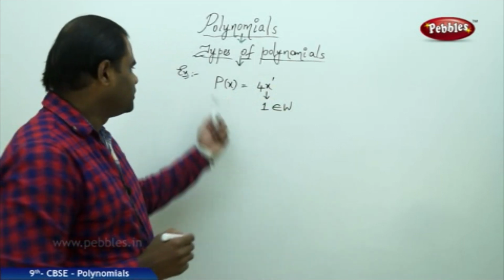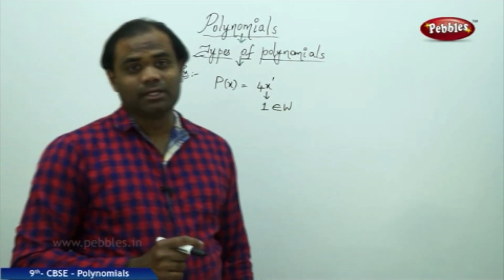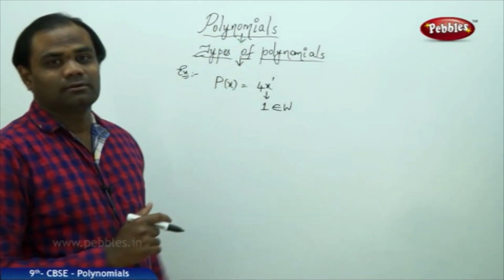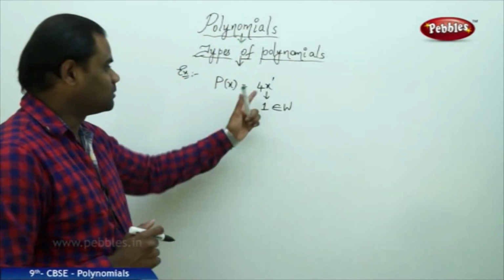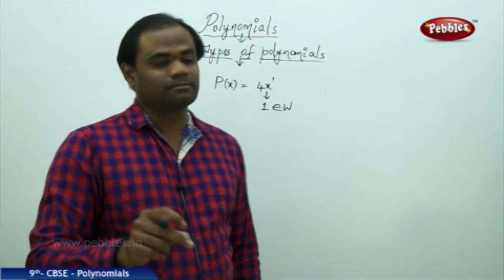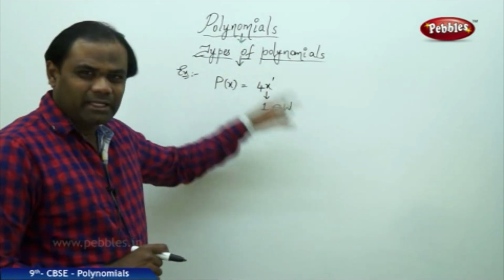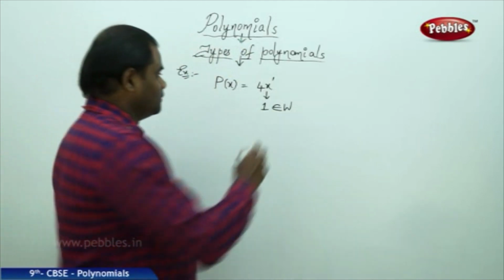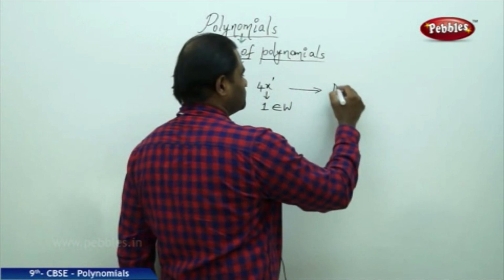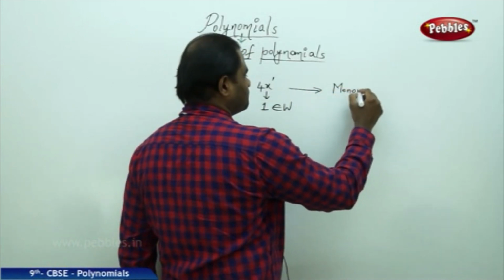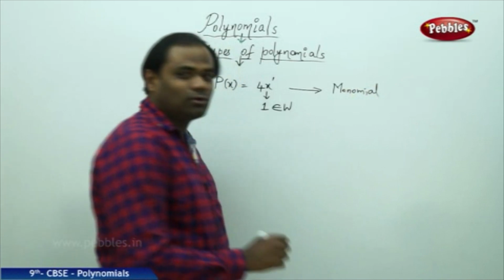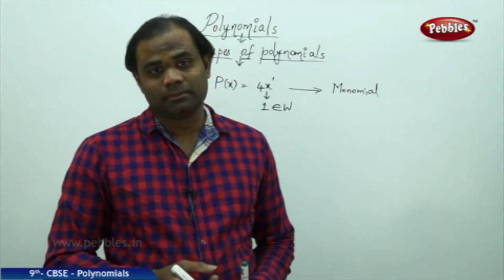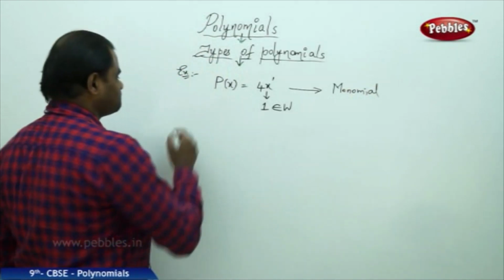Therefore, P of x is a polynomial. Specifically, P of x is a polynomial of one term. There's only one term out here is what we need to notice. Now, in this case, any polynomial which has one term has got its specific name, which is called a monomial. A monomial is a polynomial which consists of only one term. Let's take one more example.